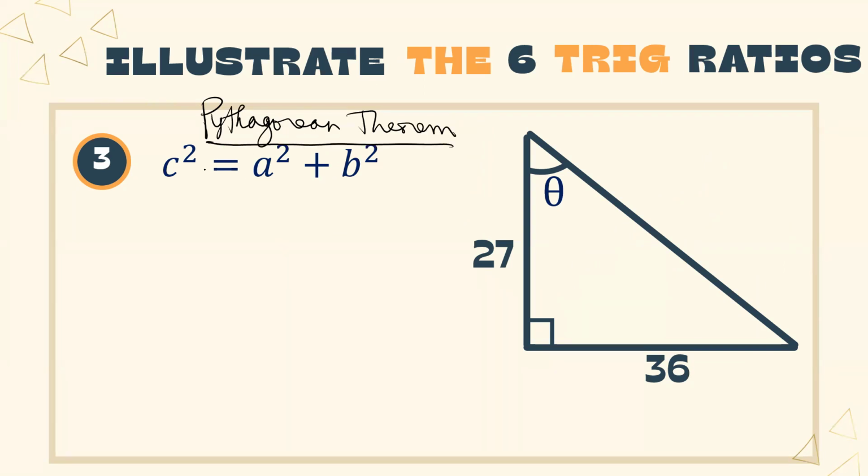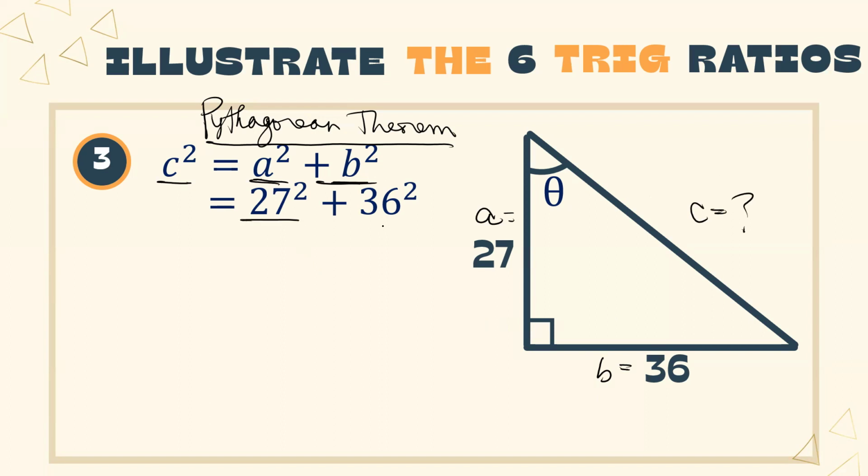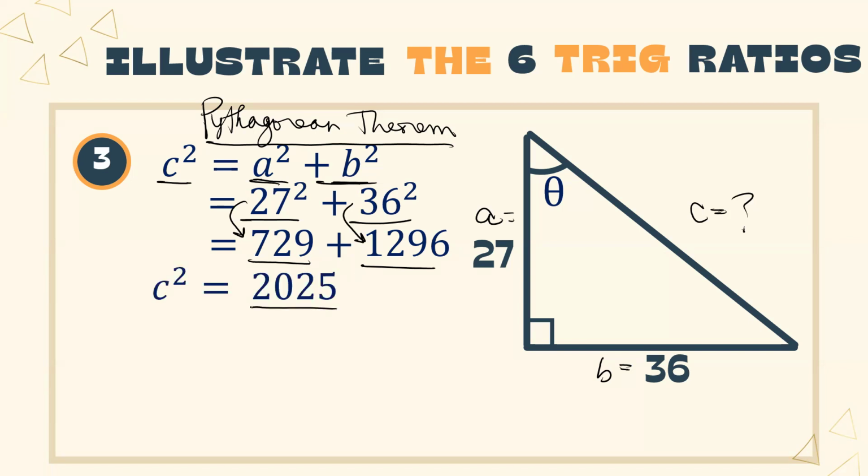Okay, so the Pythagorean theorem is c squared, which is the hypotenuse squared, is equal to a squared plus b squared, where a and b are the legs of the triangle. So let's say 27 is a and 36 is b, and c would be the hypotenuse, which we do not know. So simply we square 27, add that to the square of 36. The square of 27 is 729. 36 squared is 1296. Add the two, you get 2025.